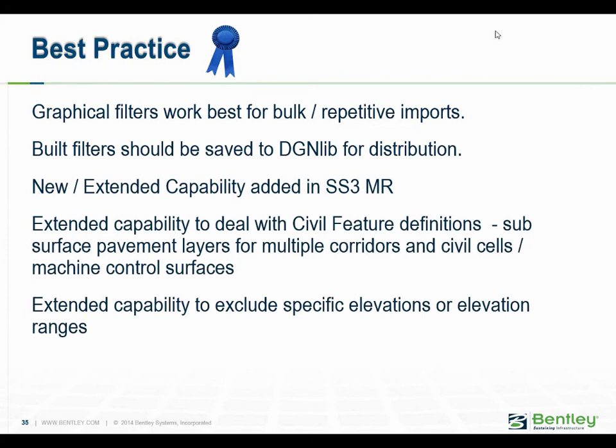With the Select Series 3 Maintenance Release 2, we have some additional capability coming in terms of dealing with civil feature definitions. This is particularly important when we start dealing with subsurface pavement layers, corridors and civil cells, when we start looking at machine control surfaces. We've also added the additional capability to be specific on the exclusion of certain elevations, so that you can get rid of null points or erroneous shots within the data itself.